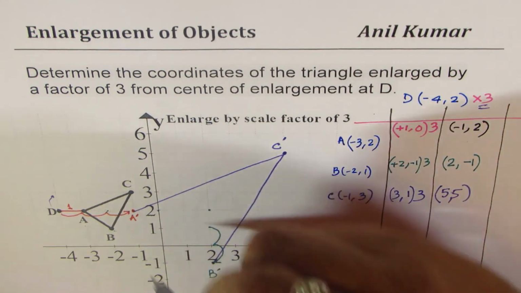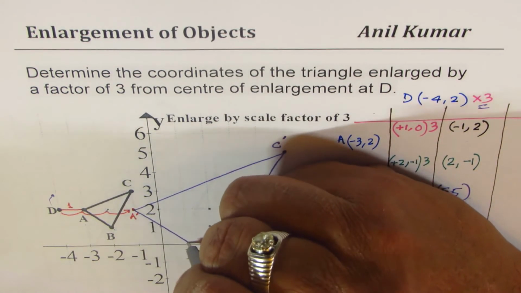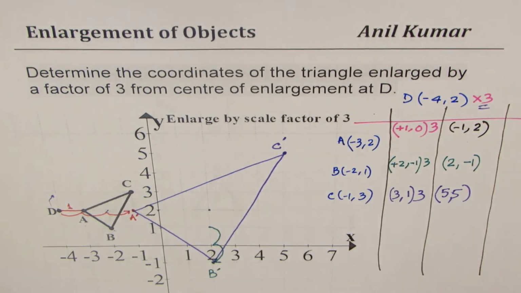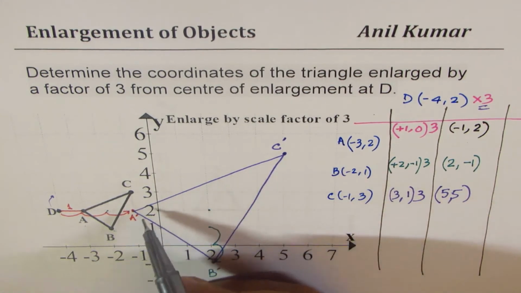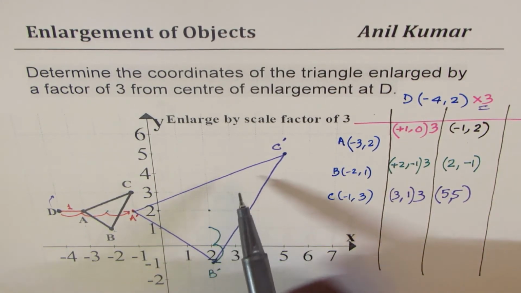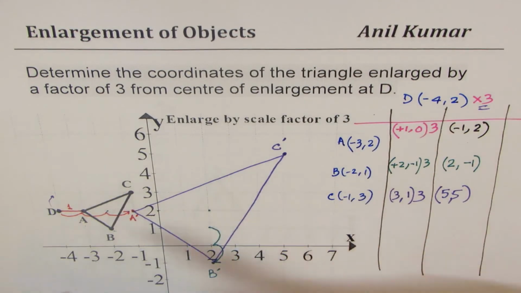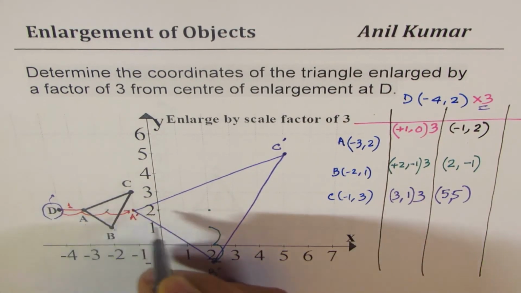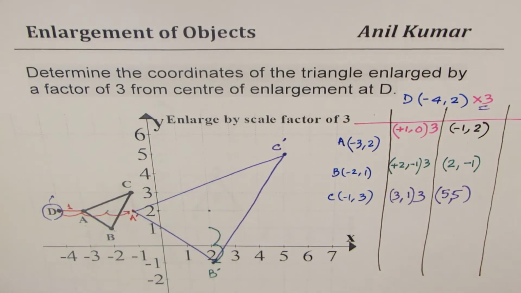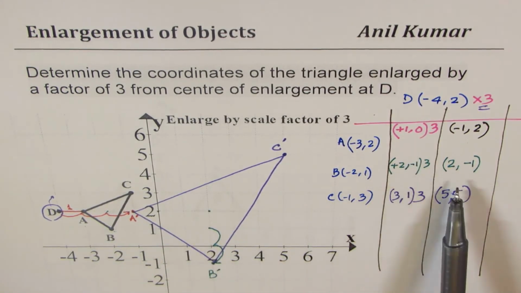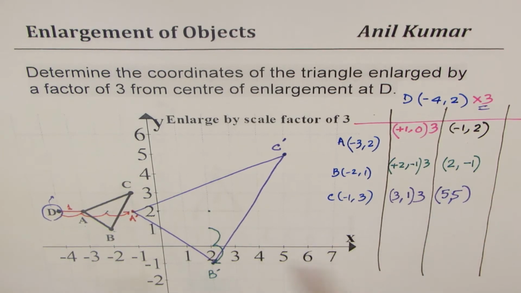And similarly, let me join A dash and B dash. You get an enlarged triangle. Now this triangle has been enlarged with center at D, which is outside the figure. Do you see that? So that is how it could be done. I've shown you how it could be done easily with the help of coordinate points this time.